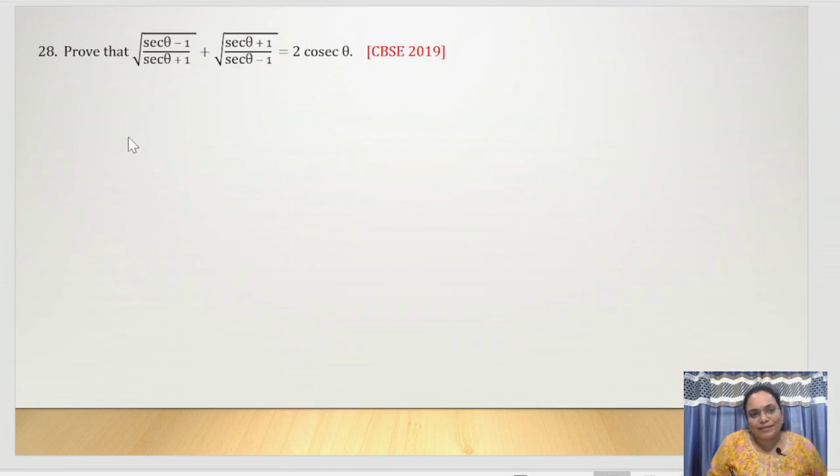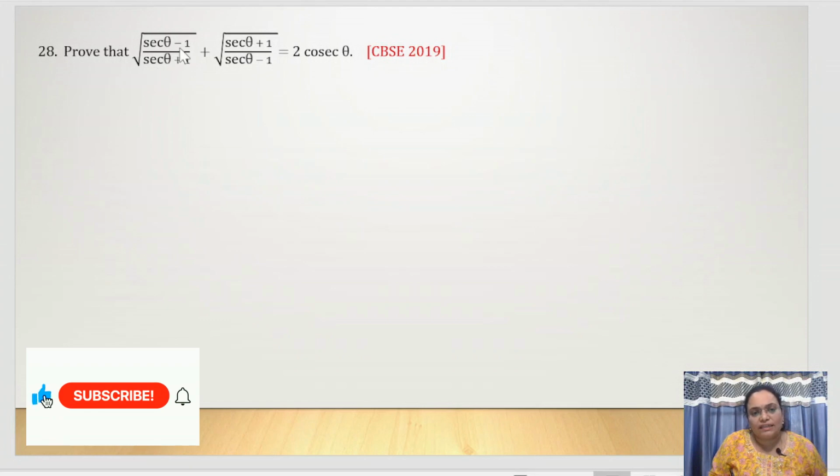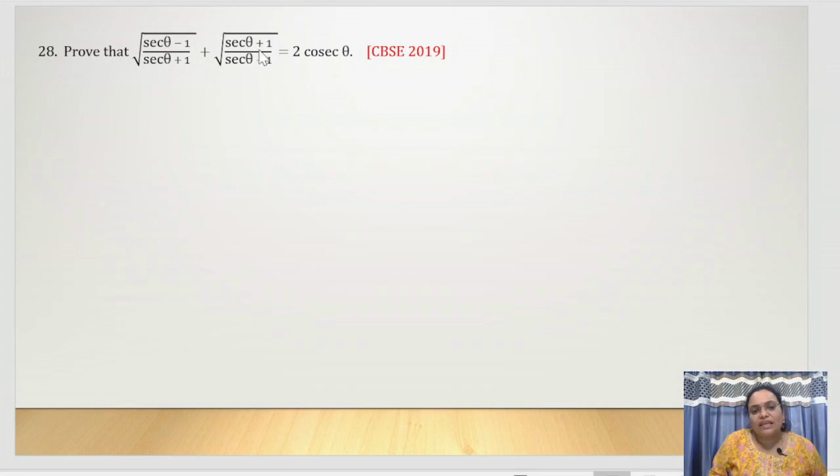So let us do the next problem. Prove that square root of secant theta minus 1 by secant theta plus 1, plus root of secant theta plus 1 by secant theta minus 1, is equal to 2 cosecant theta. Okay. So let us take LHS first.